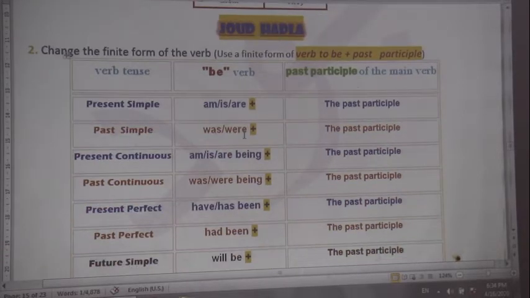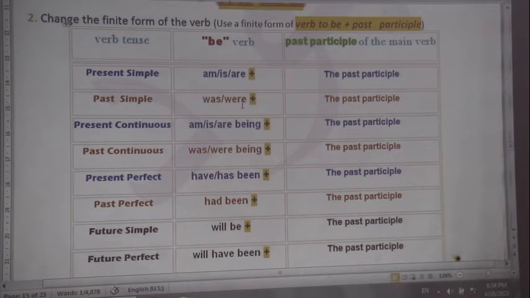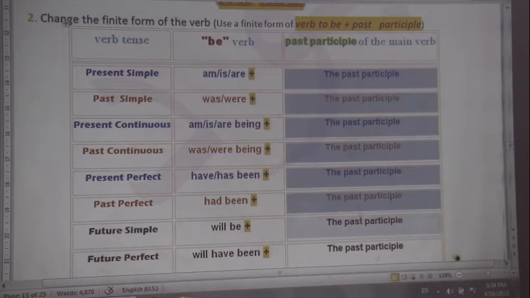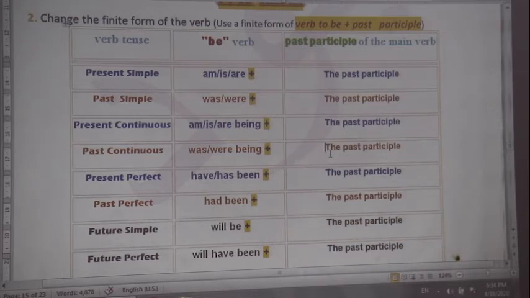Now the most important step is to use a finite form of verb to be. Again, a finite form of verb to be, and always, dear students, use the third form of the verb. So change the main verb and use a finite form of verb to be. How is that? Because in the introductory sentence, the main verb will always be changed into the third form. So we need to use a finite form of verb to be, which will be the same as the tense of the verb in the introductory sentence.